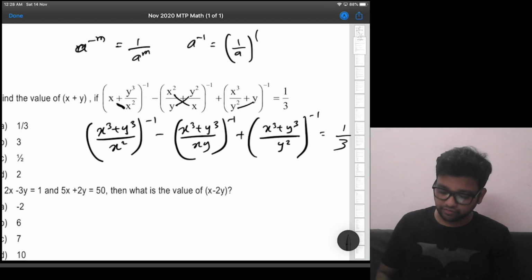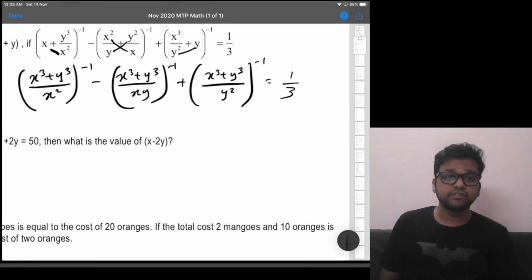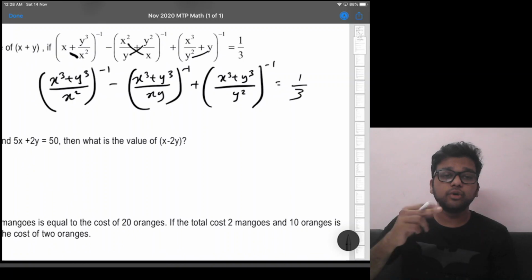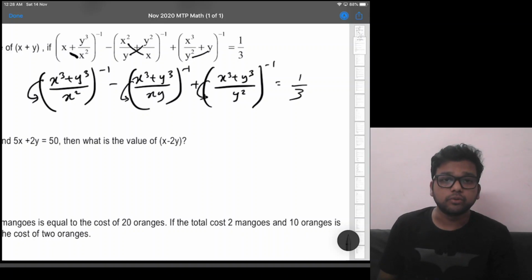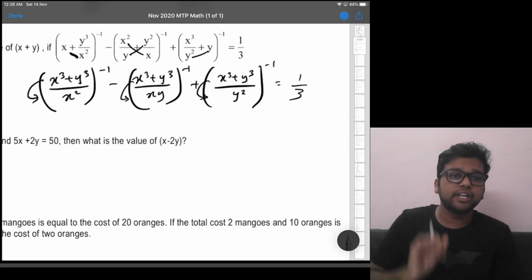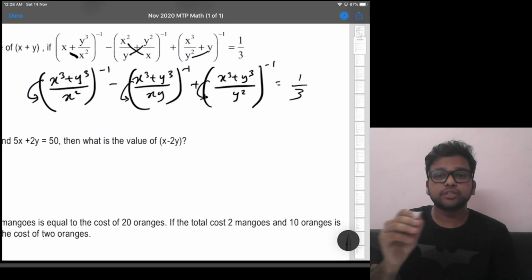So just reciprocal of a, right? So let's take reciprocal of this. Now understand, numerator will go into denominator, denominator will go into numerator. That means this is going to come down, this is going to come down, this is going to come down. So everyone is going to have common denominator. Common denominator of what? x cube plus y cube.